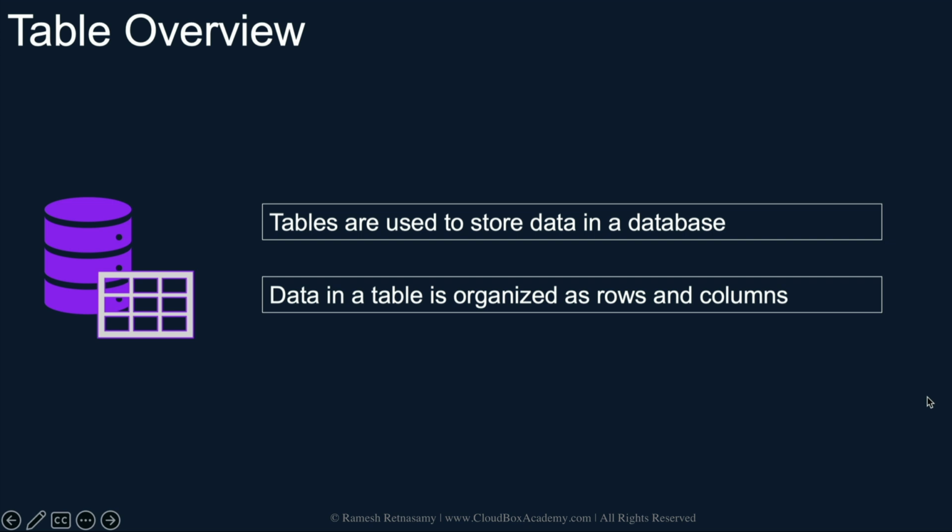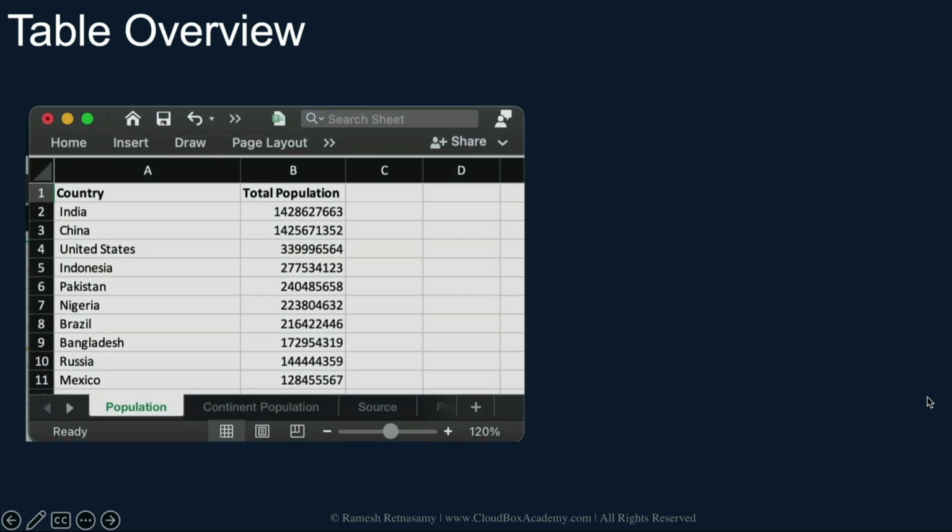But having said that, most of you would be familiar with spreadsheets. So to make it easier to understand, let's start by looking at how the data is organized in a spreadsheet and see how that relates to a table in a database. This spreadsheet has a number of sheets, and we're now looking at a sheet called population, which contains the population of the top 10 most populous countries in the world.